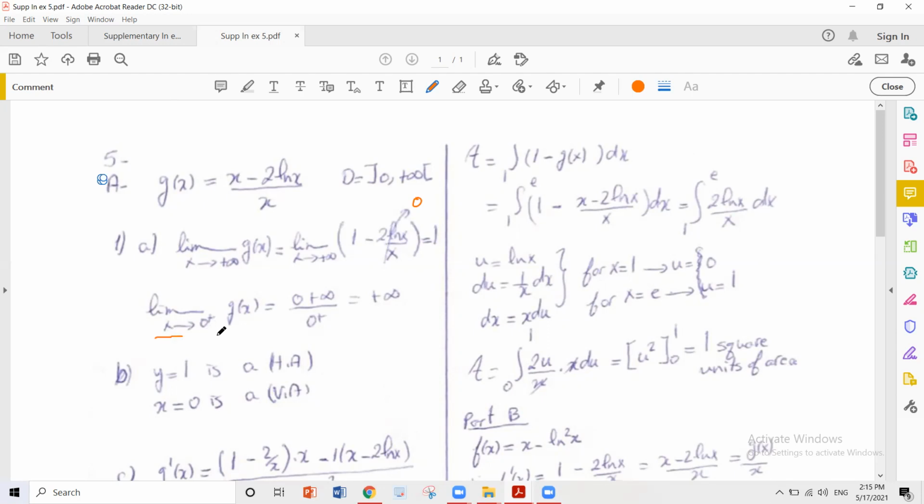Limit as x tends to 0 plus of g(x): ln 0 is minus infinity, multiplied by this minus here is plus infinity, over 0 plus equals plus infinity.